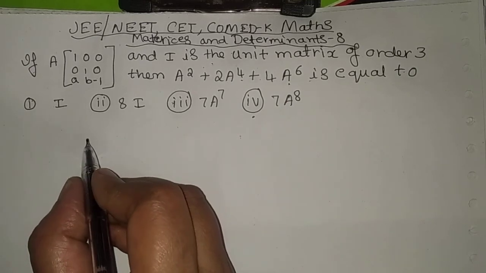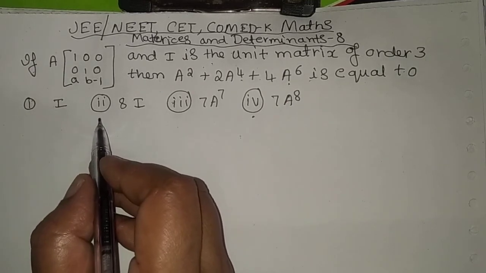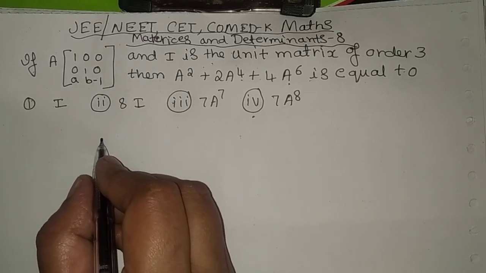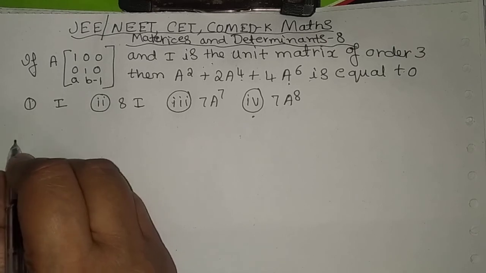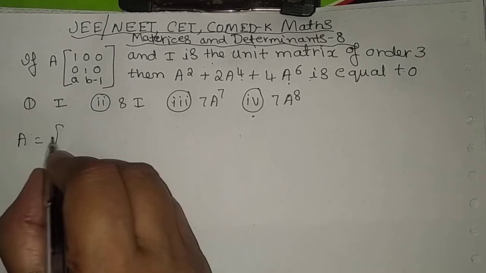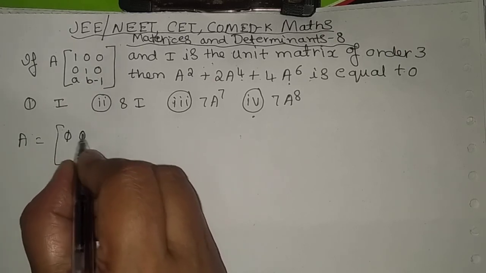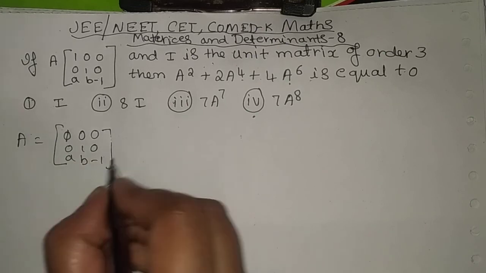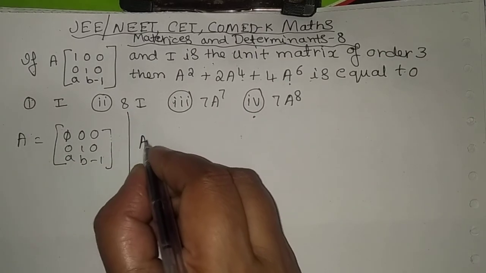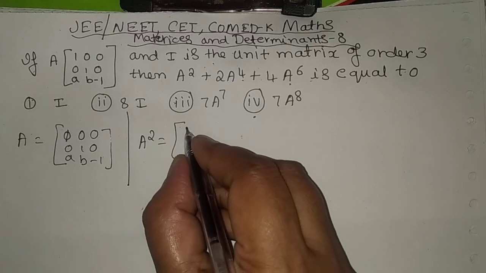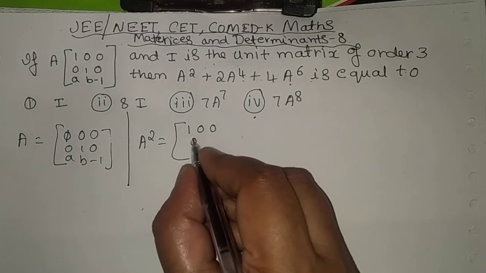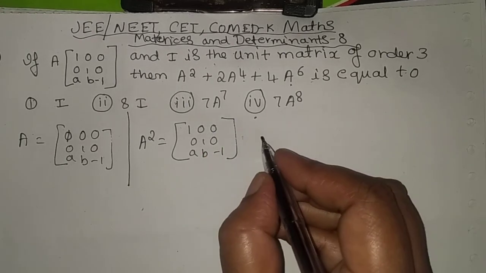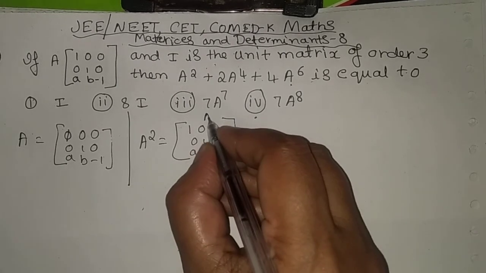Take this matrix. I is a unit matrix. First we have to find out A square. A is given, A is equal to 1 0 0, 0 1 0, 0 0 minus 1. So A is given. Next we have to find out A square. How to find A square? It is A into A: 1 0 0, 0 1 0, 0 0 minus 1. This is A square, this is A.